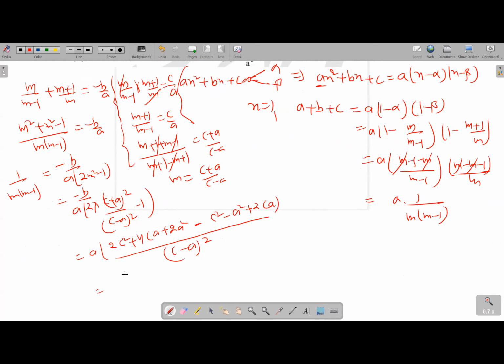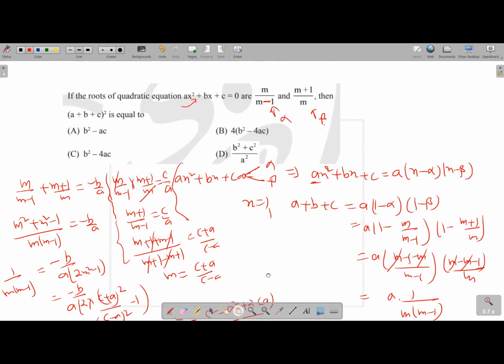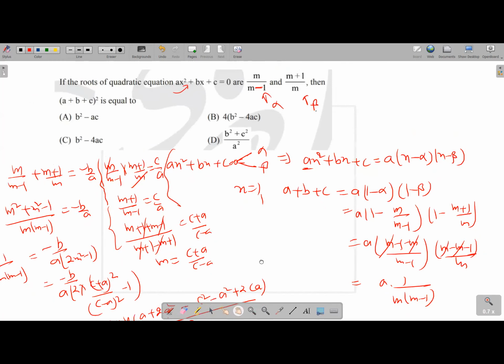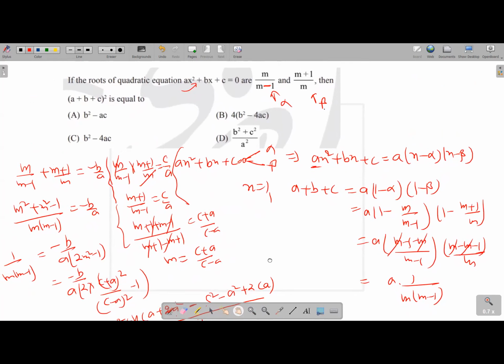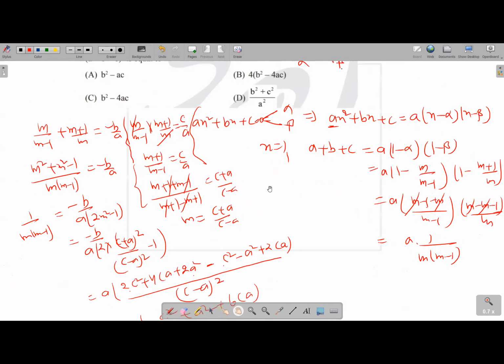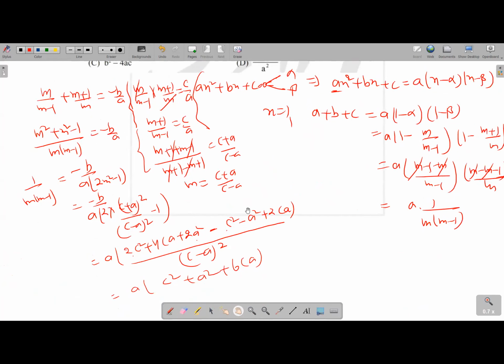Now you can see 2c squared minus c squared, that is c squared. 2a squared minus a squared, that is plus a squared. And this... अरे यार ये क्या है? इतना बेकार सा एक्सप्रेशन आ गया, तो कुछ मिला ही नहीं इधर को। एक मिनट, ये बहुत बेकार सा, इतना गंदा एक्सप्रेशन कैसे आया?